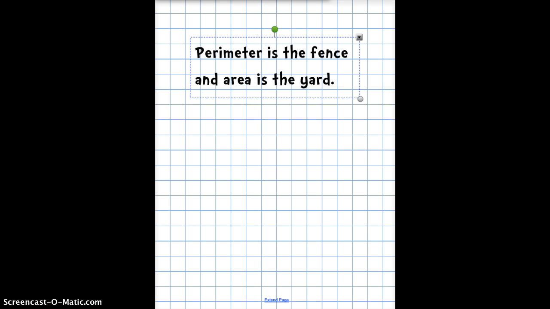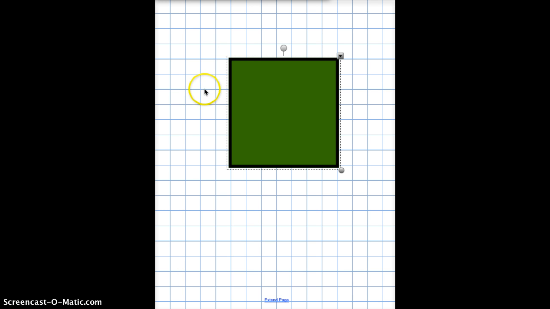First of all, let's take a look at this, which students have been taught to think about. Perimeter is the fence and area is the yard. This is a handy little sentence that will help them remember which one is which. And if you think about it, it's easy to see in this picture that the fence, or going around here, circles the yard in the green, the play yard. So when students see this, they can visualize that the perimeter is the outside edge of the shape.